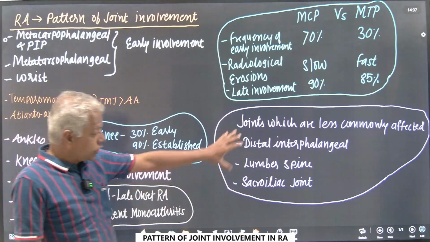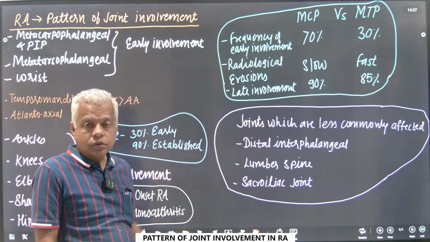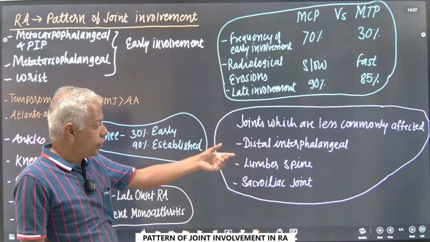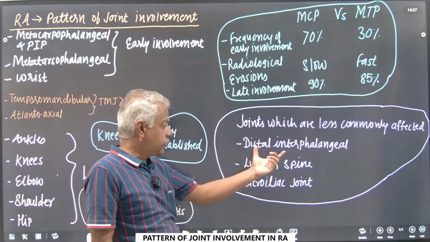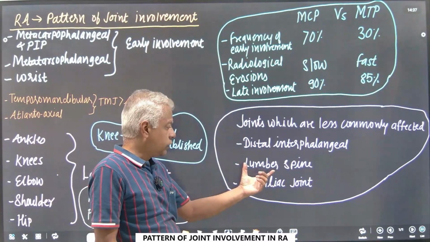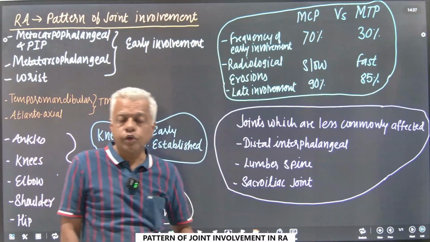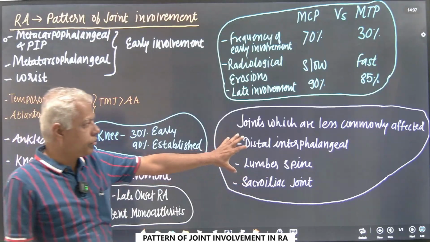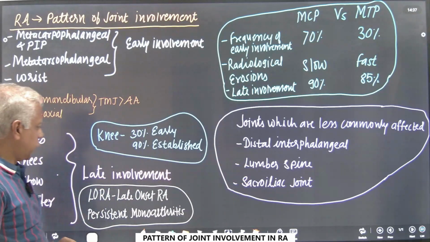And the joints which are most of the time unaffected, or the most commonly excluded joints, are which? The distal interphalangeal joint, lumbar spine and the sacroiliac joint. These joints are mostly spared or mostly not affected in rheumatoid arthritis.